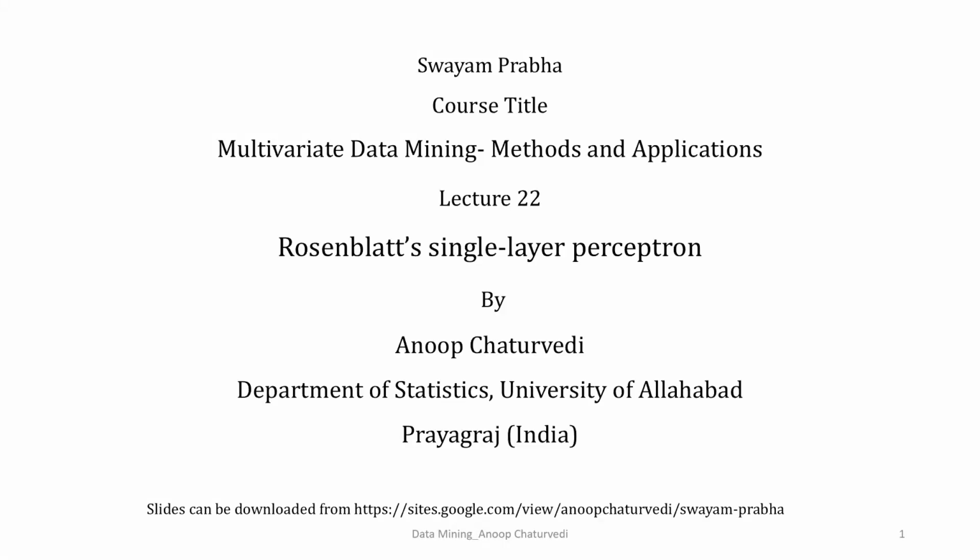Welcome to lecture 22 of the course on multivariate data mining methods and applications. The title of this lecture is Rosenblatt's single layer perceptron. Rosenblatt's single layer perceptron provides a fundamental milestone for the development of artificial neural networks. It was developed by Frank Rosenblatt in the late 1950s.